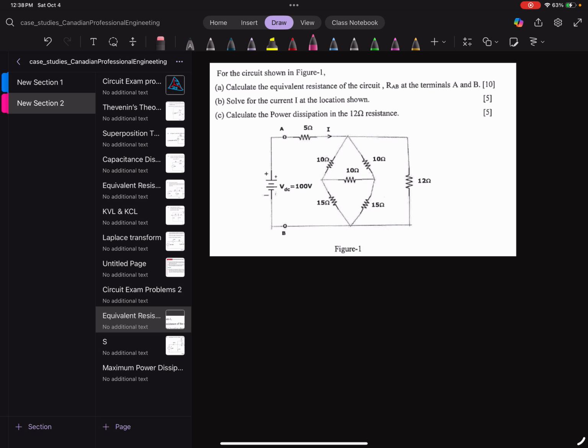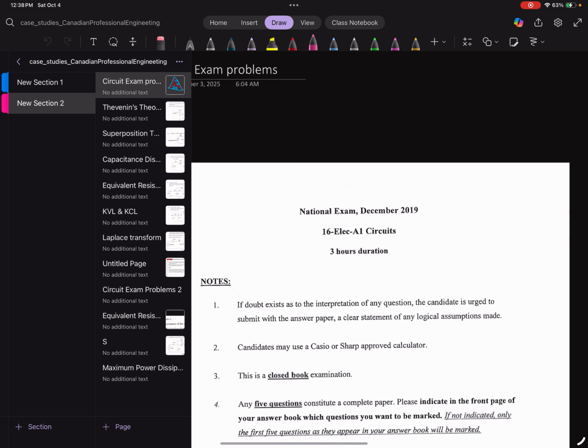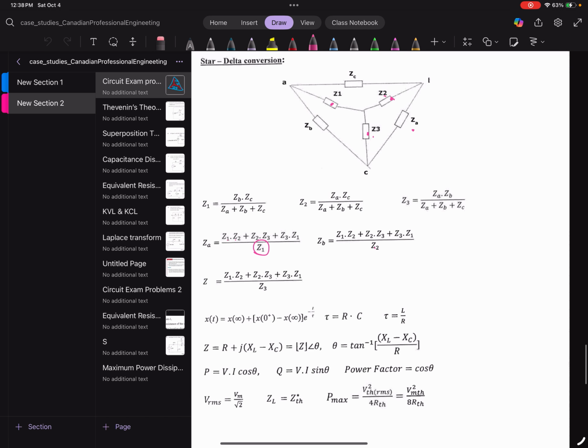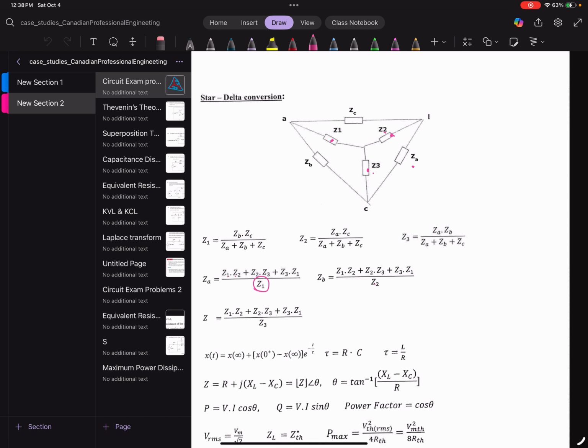At the end of the exam, usually you are given this cheat sheet. You can see that you can replace a delta by a star one, or vice versa, as long as you can relate the two sets of resistances by these formulas. Okay, so let's go back to our problem and see what we can do.